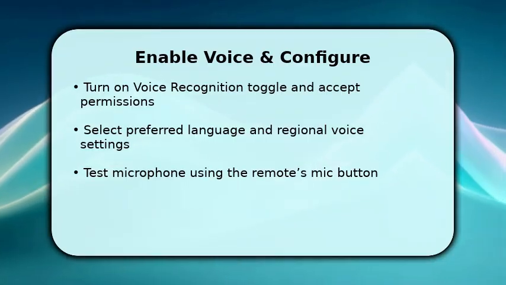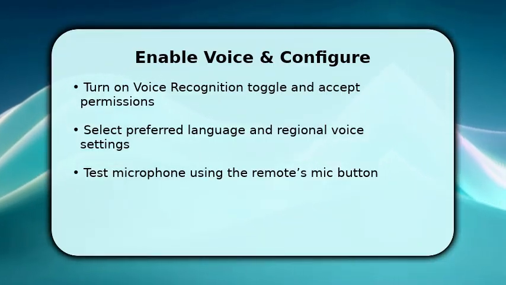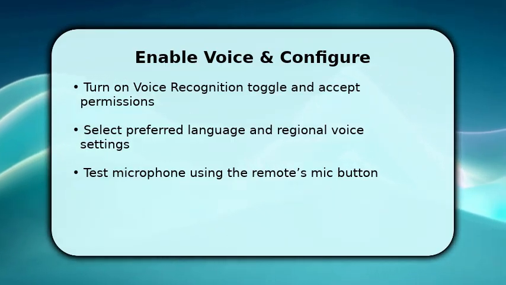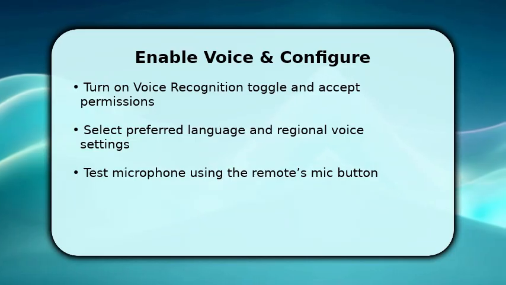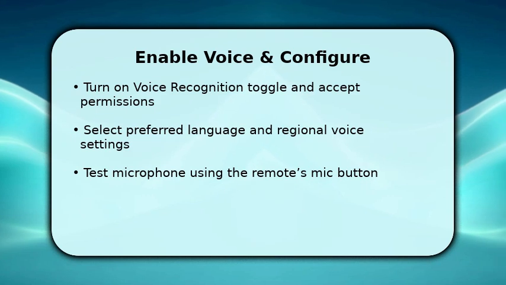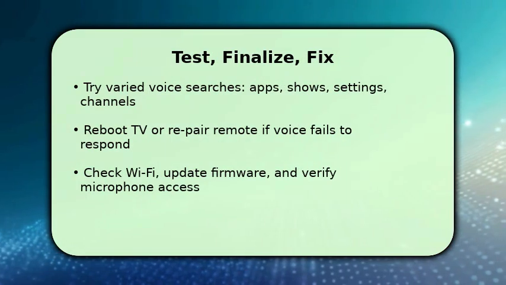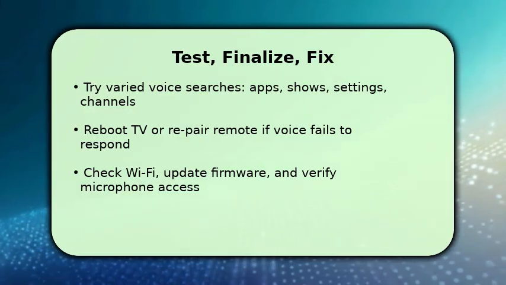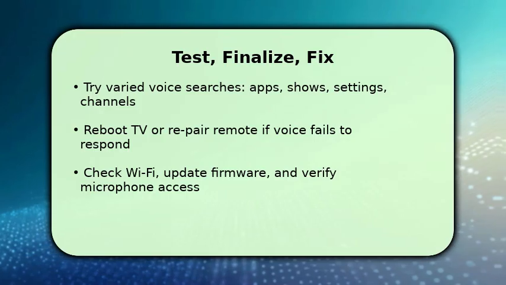Then press the remote's mic button and speak a clear command like "Open YouTube" to confirm detection. If prompts ask to improve recognition, allow diagnostic data so accuracy improves. Take this time to set any app-specific voice options if the TV asks, then finally validate voice search by trying different queries: app names, show titles, or setting changes. This confirms end-to-end function.